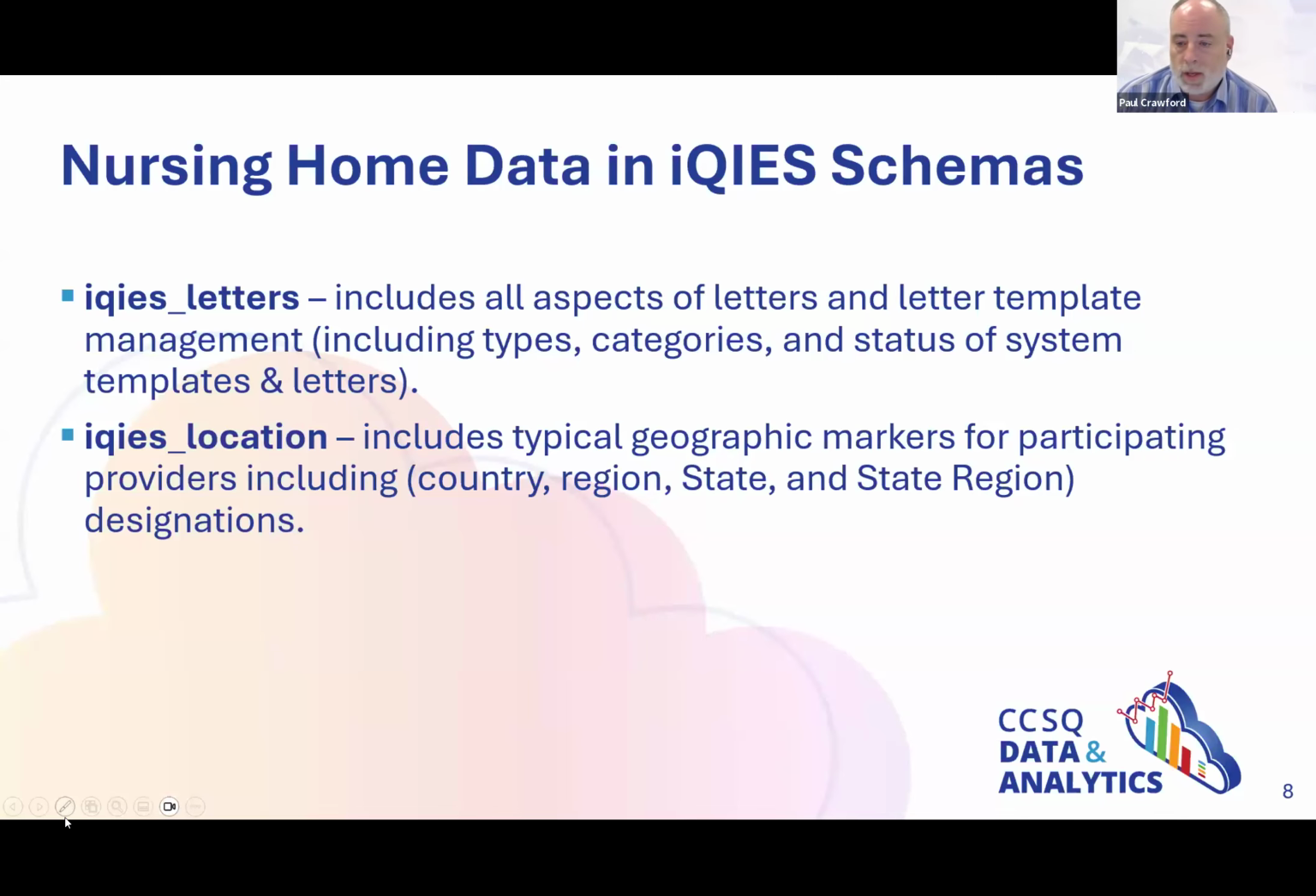So this is where the county, region, state, and state region information is housed. So you would link to this to pull that level of information when you want to join to that. That was something that was included in the Keys Casper schema, but has now moved to the location schema.